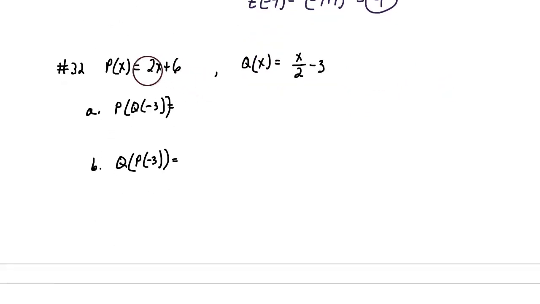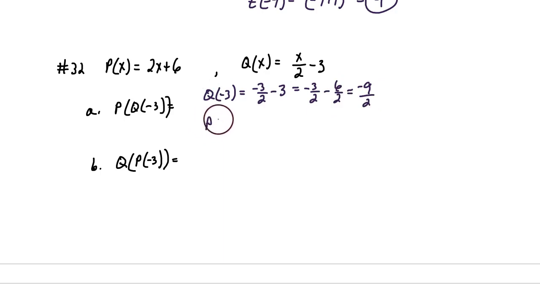Number 32, we have rules for function p and for function q. We're asked to do 2 different compositions. So let's first find q of -3. Take the rule for function q and substitute -3. And now find this answer. This is the same as -3/2, take away 6/2 when you get a common denominator, which makes -9/2.